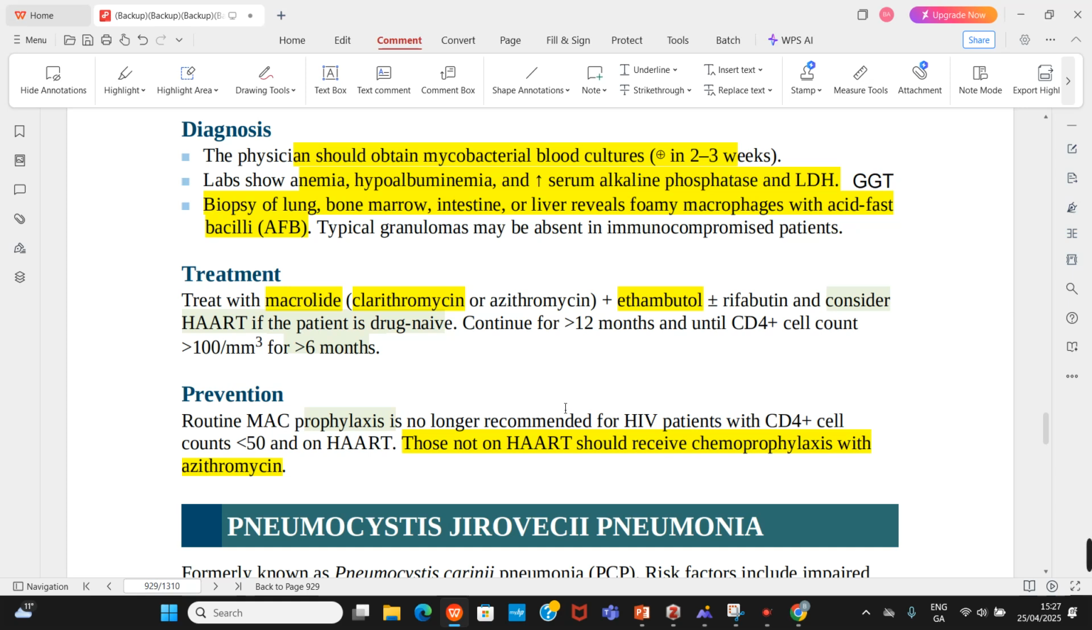If the person is not on HAART, then you can now give prophylaxis with azithromycin, especially if the CD4 count is less than 50. If the CD4 count is 100, don't give prophylaxis for MAC, even if the person is not on HAART. The only time you want to consider it is if the person has a CD4 count less than 50. That is usually when you want to give prophylaxis for MAC and the person is not on HAART.